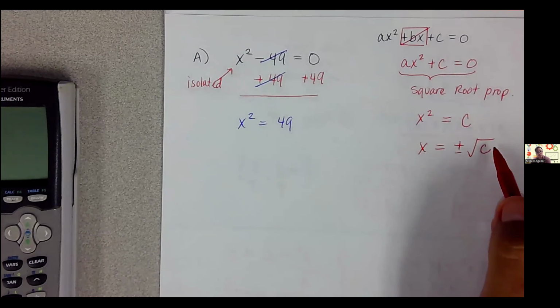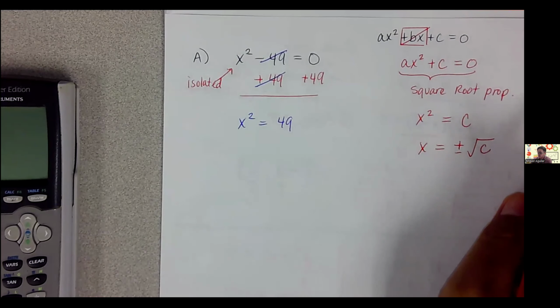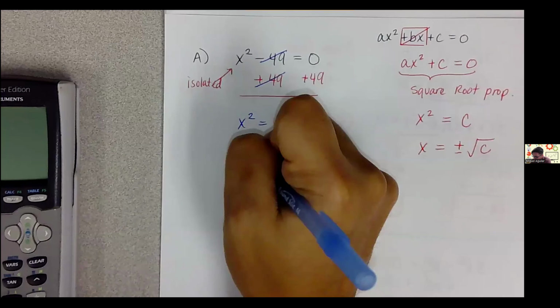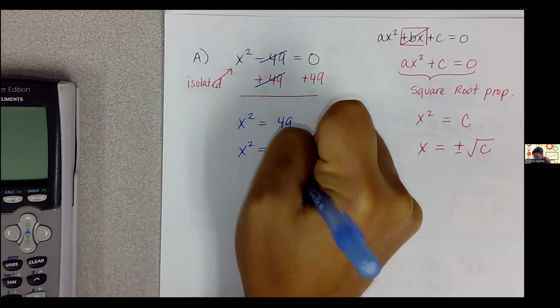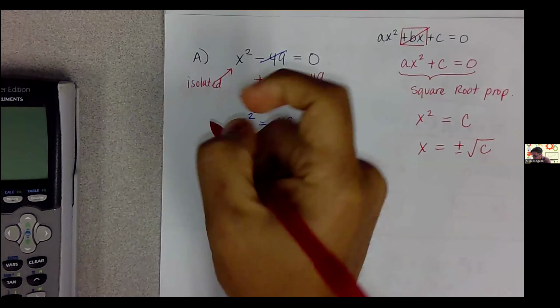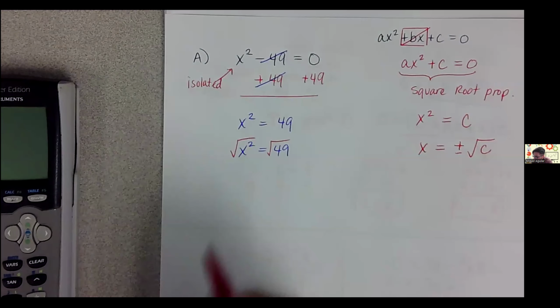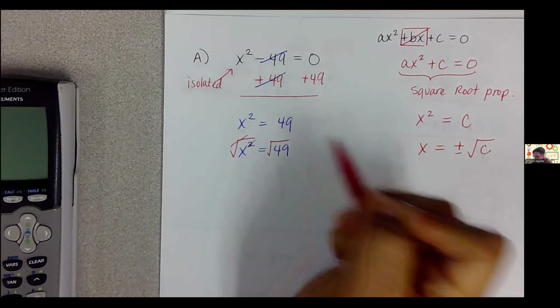If you can simplify it, you simplify it. If it's not a perfect square, then we're going to have to do some work by simplifying that radical expression. But for this problem, x squared equals 49. If I take the square root of both sides, then I should know square root cancels out the square.